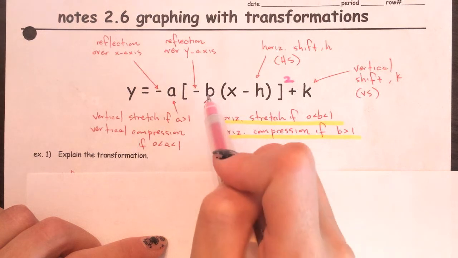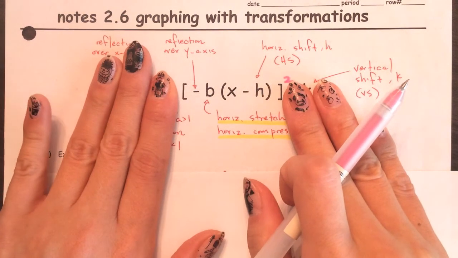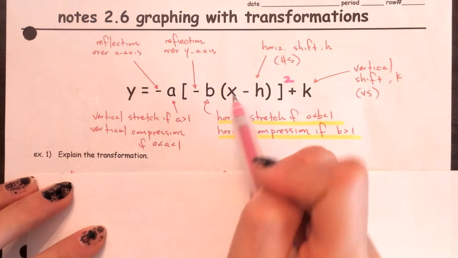So b belongs to the x, right? It's inside the function squared. So if b belongs to the x and x's are liars, right?